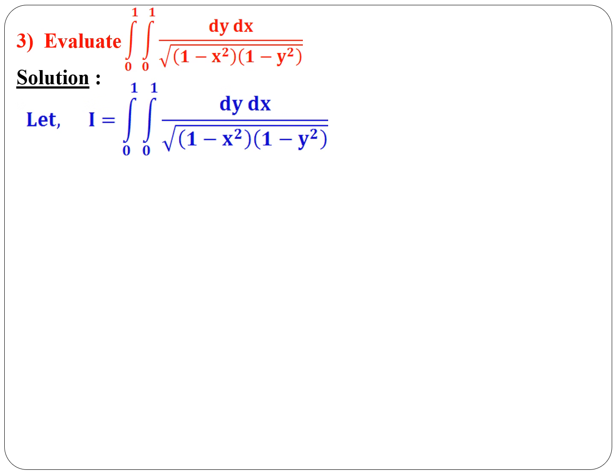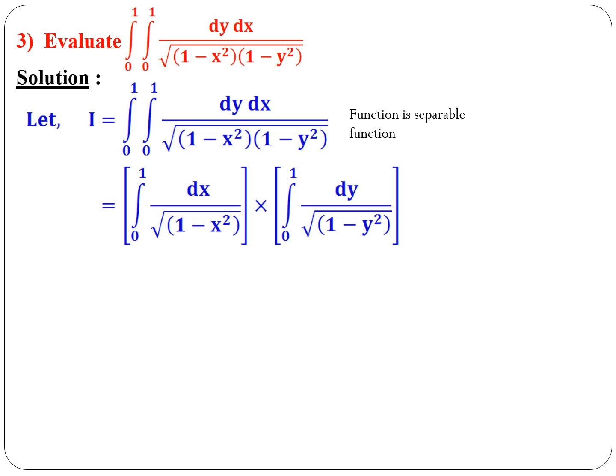Okay, so if we rewrite it, as the functions are separable, we can rewrite it as the integral of dx upon under root of 1 minus x square with respect to x with limits 0 to 1, and the second as the integral of dy upon under root of 1 minus y square with respect to y, and the limits are 0 to 1. Okay, now we will integrate it, so it will be sine inverse x with limit 0 to 1, and the second one is sine inverse y with limit 0 to 1.